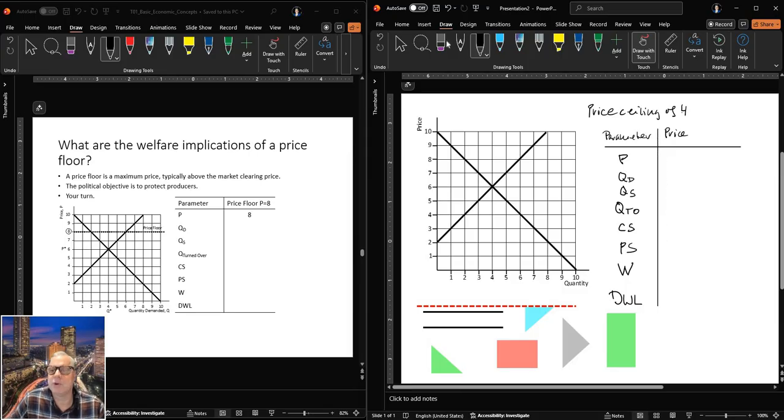Okay, so now we can do a price floor, and a price floor of 8. Okay, so now the price is 8.